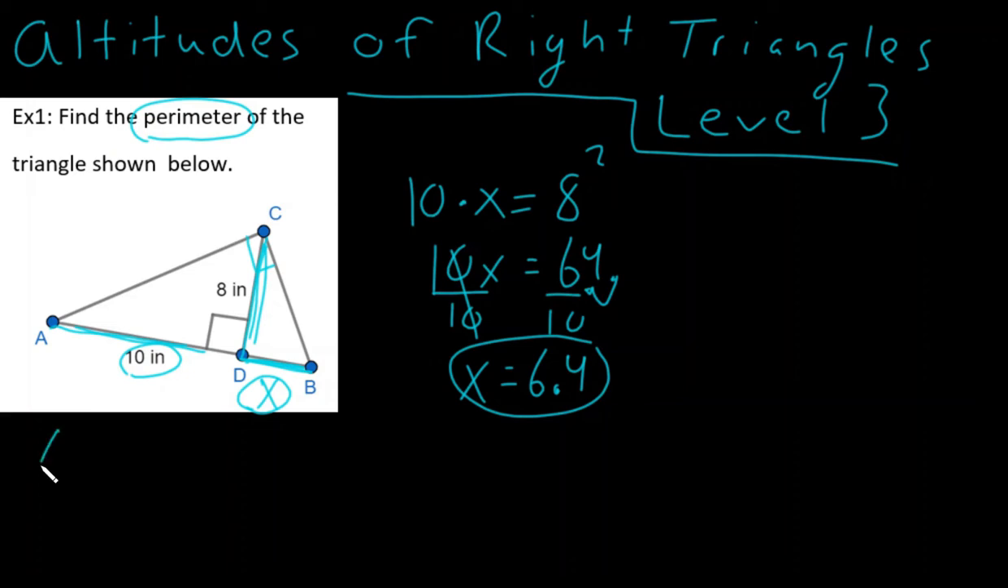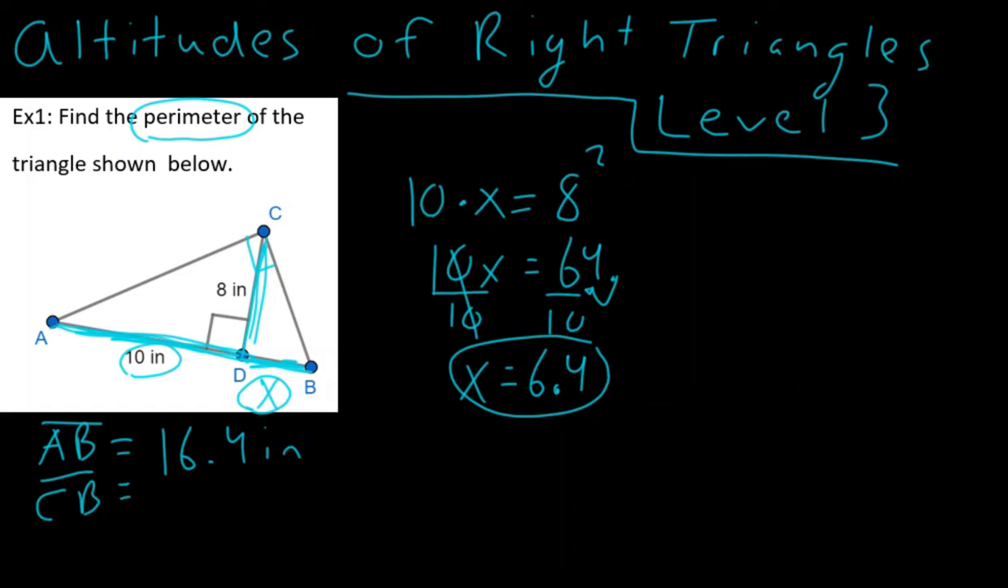Now over here, let's go ahead and start kind of tracking these things. So we know that X is 6.4, and I'm just going to do this math in our head. If DB is 6.4 and AD is 10, well, what is 6.4 plus 10? That's going to be 16.4, and in this case, inches. That's AB. Let's go ahead and find out what is CB.